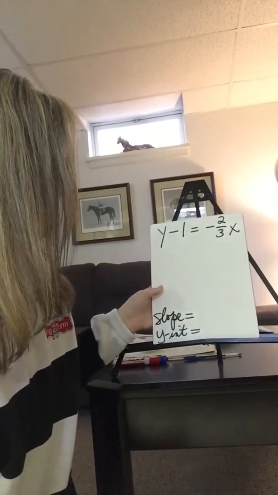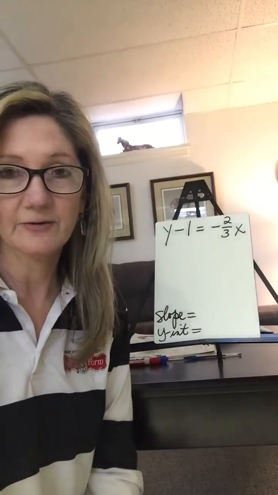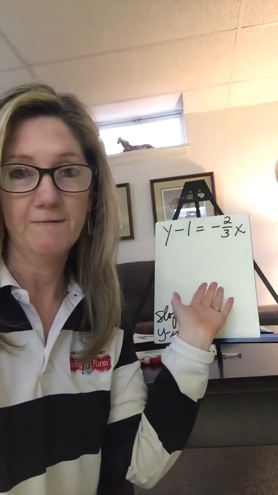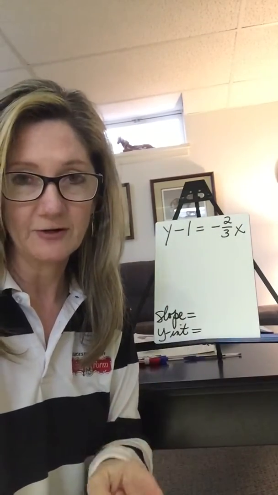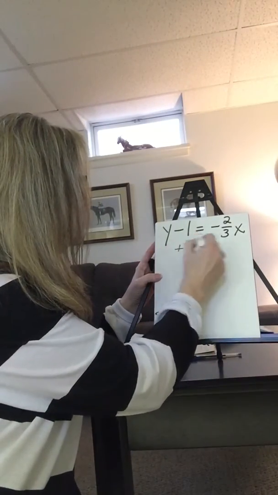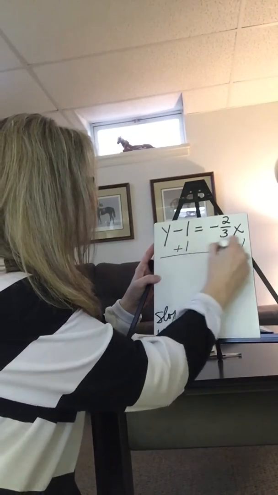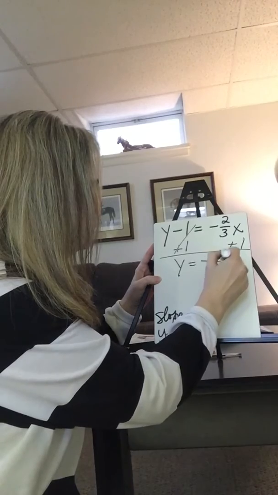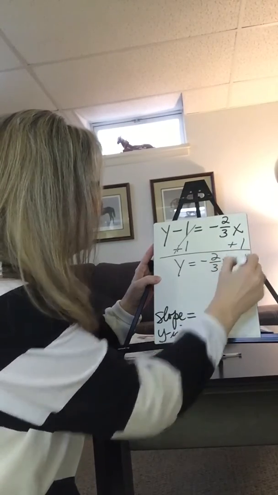Okay, so I'd like to just give you another example of what you would do if your equation is not already solved for y. So in some of the homework problems, you're going to be asked to find the slope and the y-intercept. But if you look at this equation, it's not in the format you want it. So you first have to solve it for y. So if you look here, we would add 1 to both sides of this equation. And so what we have is y equals negative 2/3 x plus 1.